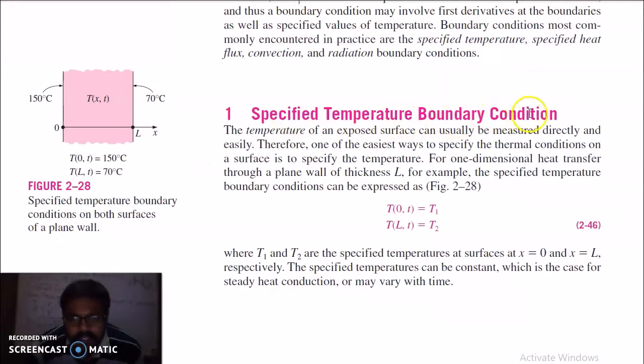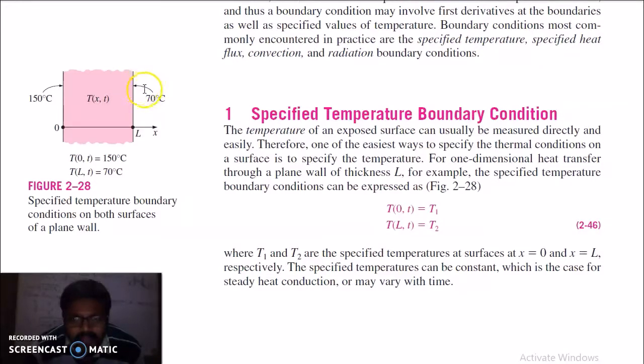Specified temperature boundary condition: you can see this example here. A wall with thickness L in the x direction, where T(x, t) is your boundary condition. On this side the temperature is 150, on this side the temperature is 70 degrees Celsius. The temperature of an exposed surface can usually be measured directly with the help of a thermometer or any other device. You can measure it.